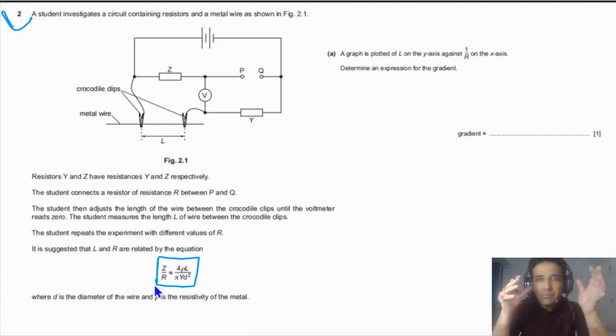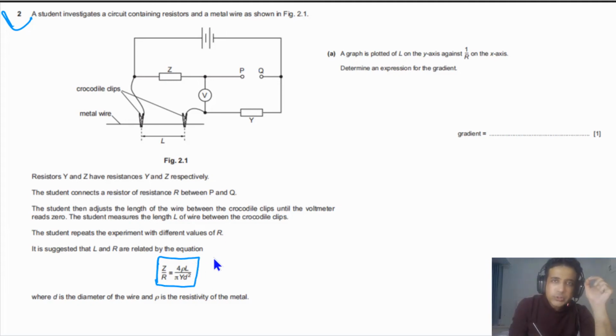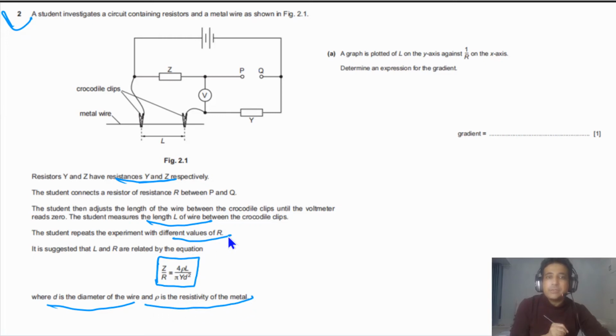Because I have seen many students, when they read question 2, they will just try to write down this equation in linear form, and then they try to write down the gradient and y-intercept. But understanding of this question is important. You need to understand what these quantities are representing to answer the remaining parts of the question. For example, you need to understand what z is representing, what y is representing, what rho is representing, L, R, and T. In this case, y and z are representing resistance. L is the length of the wire, and D is the diameter of the wire. Rho is the resistivity of the metal, and R is the resistance. So we need to understand these things.